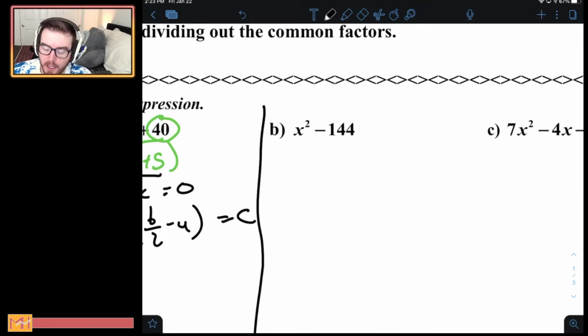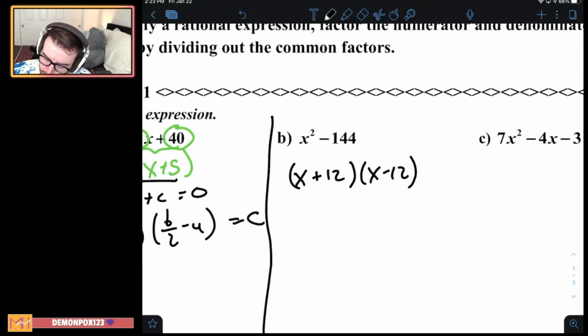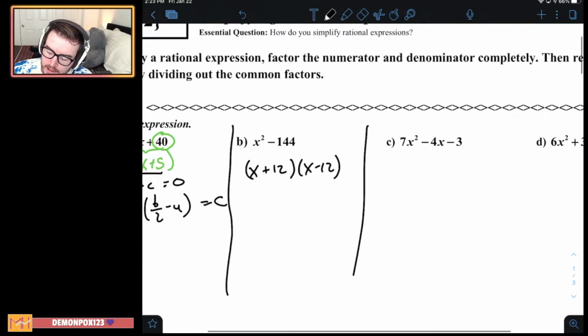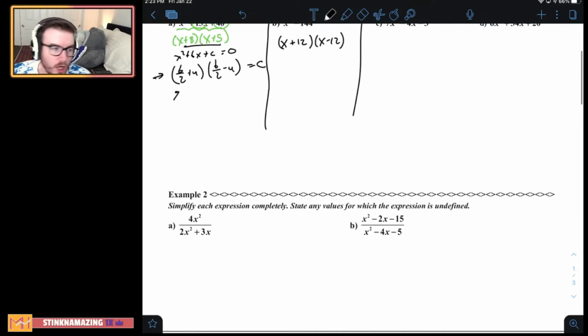All right, this one was a difference of squares. This was a pattern that we saw. If there's no middle term, we know that it has to be x plus the square root, x minus the square root, because 12x and negative 12x cancel, which is why there's no middle term. Okay? These I'm going to pause on. Let's pause for C and D, and let's start to jump into these examples.